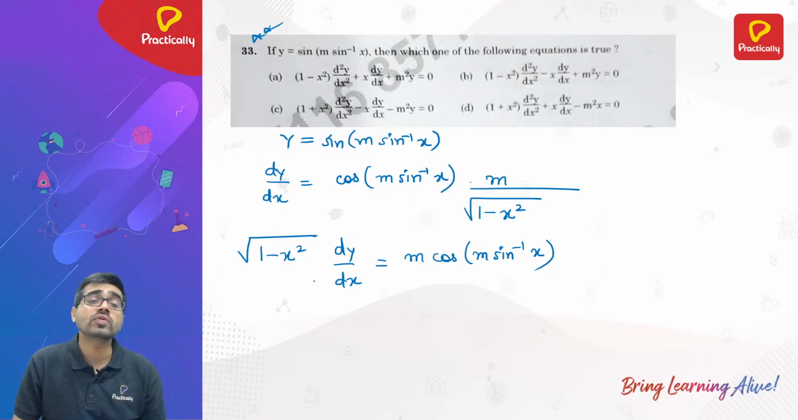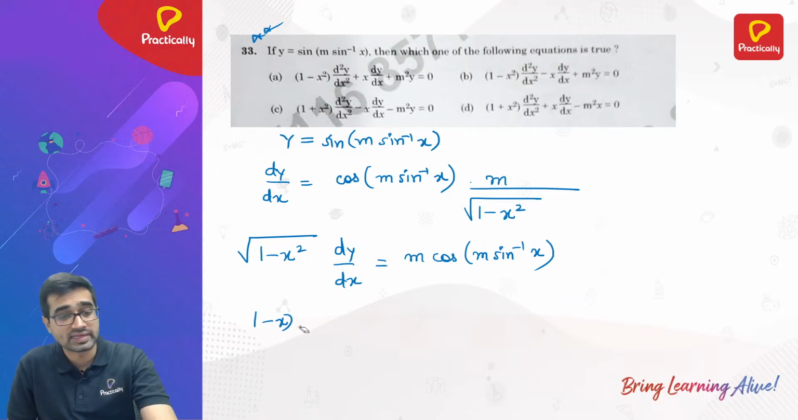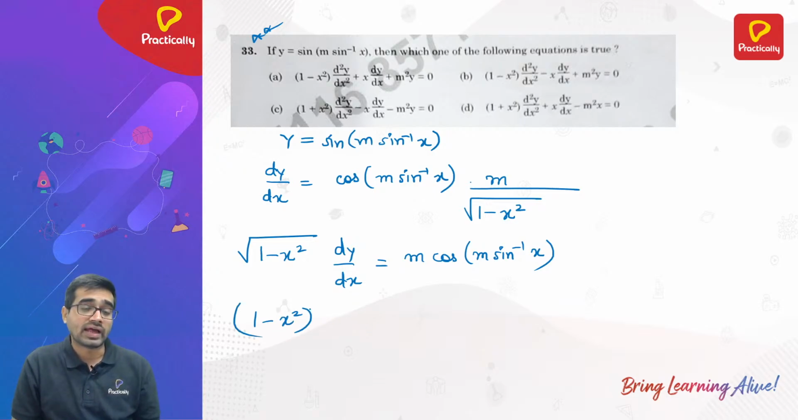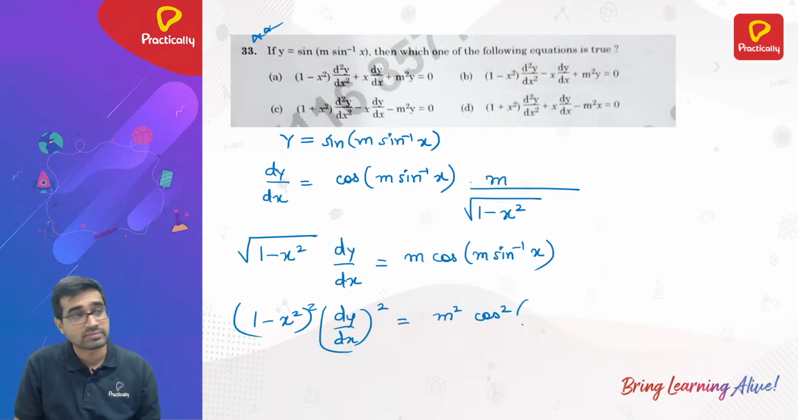Okay. Now you should do the square of this, so that you get rid of the square root. Squaring will give you (1 minus x square) and whole square, and this will be (dy by dx) whole square is equal to m square cos square (m sine inverse x). See, don't panic, okay?